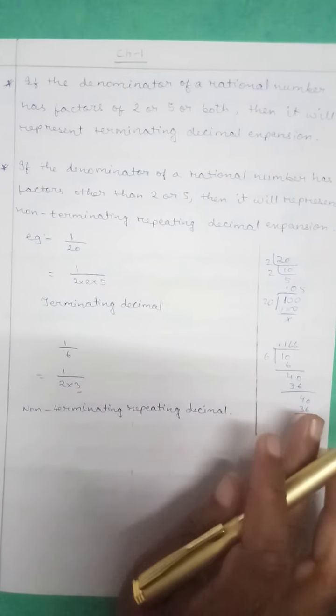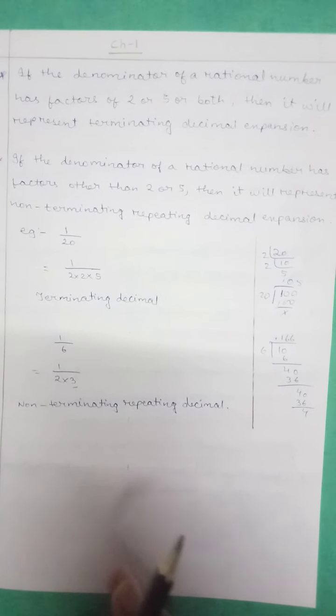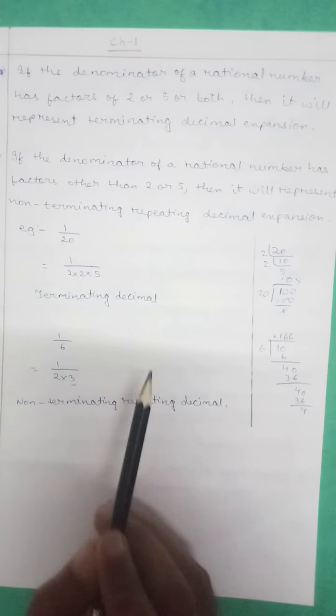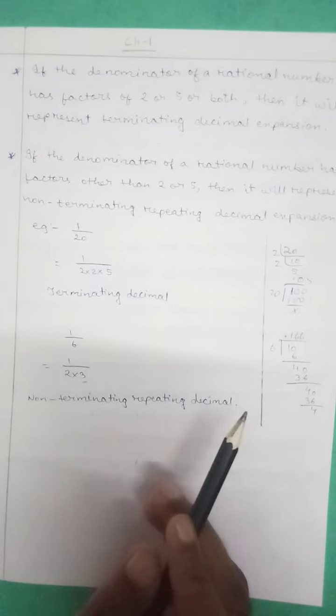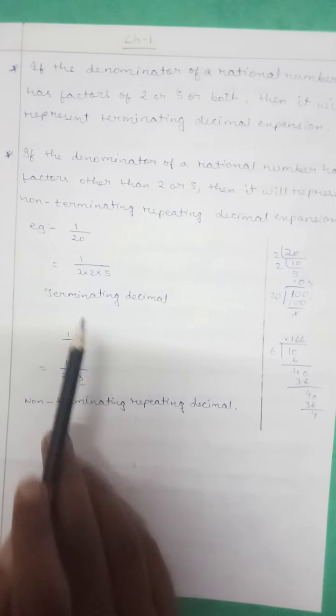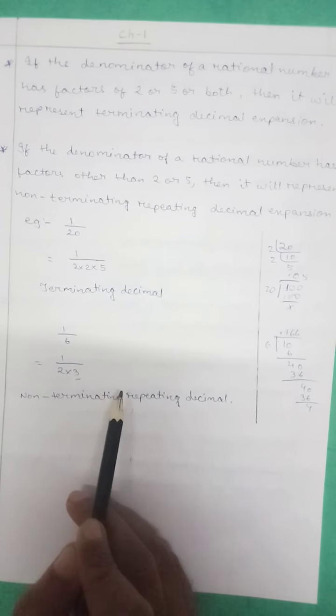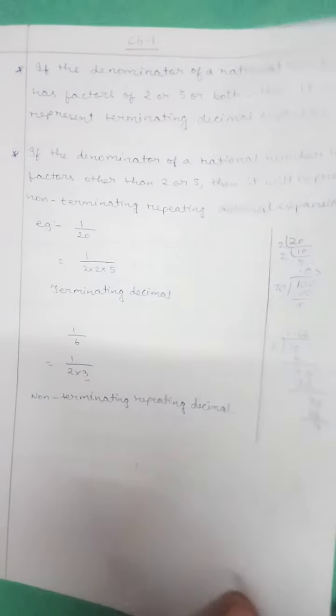So without doing division, in this way, you can check whether the respective rational number will give you a terminating decimal or a non-terminating repeating decimal. How to check? Once more, if the denominator has factors of 2 or 5 or both, then it will give you a terminating decimal. And if any extra number other than 2 and 5 is coming, then it is a non-terminating repeating decimal expansion.